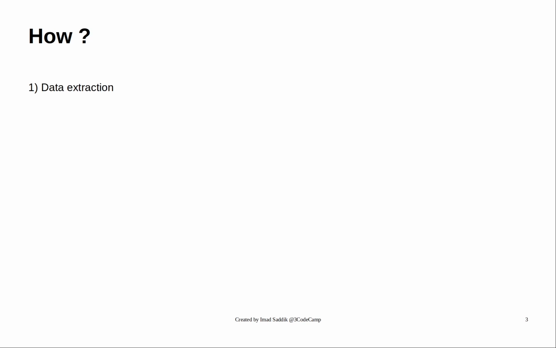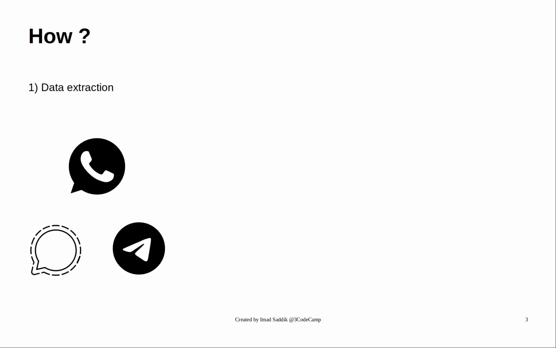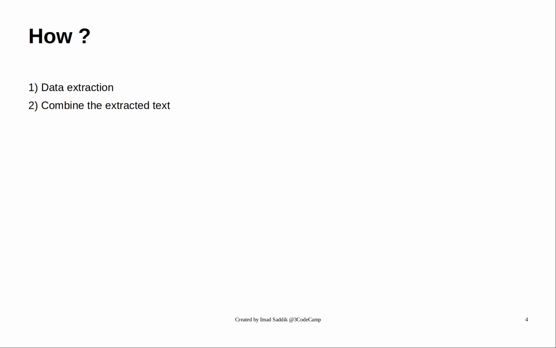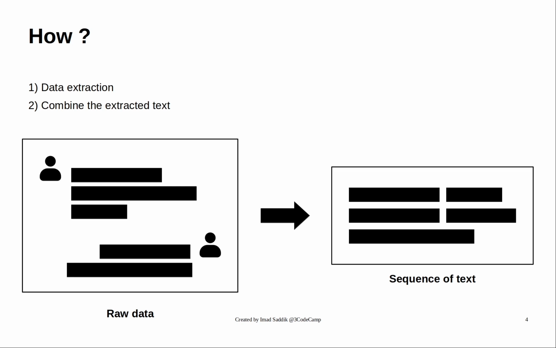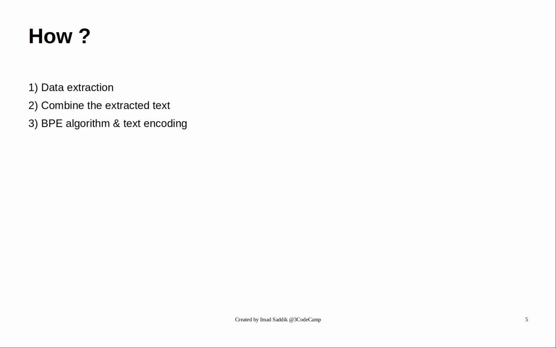The first step in the pipeline is data extraction. You need to get your chat messages. You can extract them from WhatsApp, Signal, or Telegram. You can use group chats or private conversations. This is useful if you want to train a model on a rare language. Next, we combine the text. The raw chat data is in a back and forth format, but what we need at the end is to concatenate the text in order to have a sequence of text. The third step is text encoding.